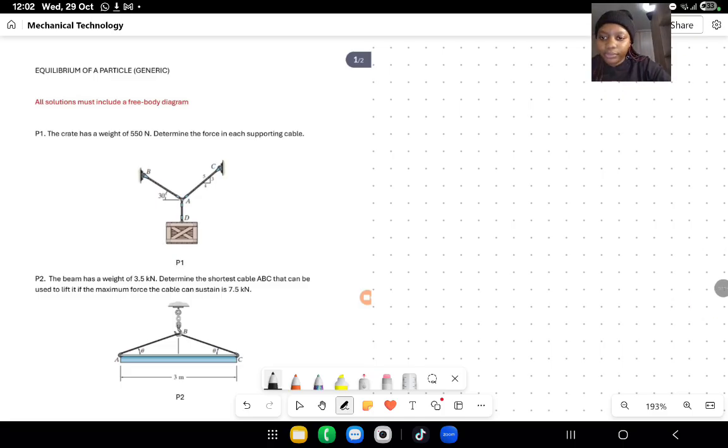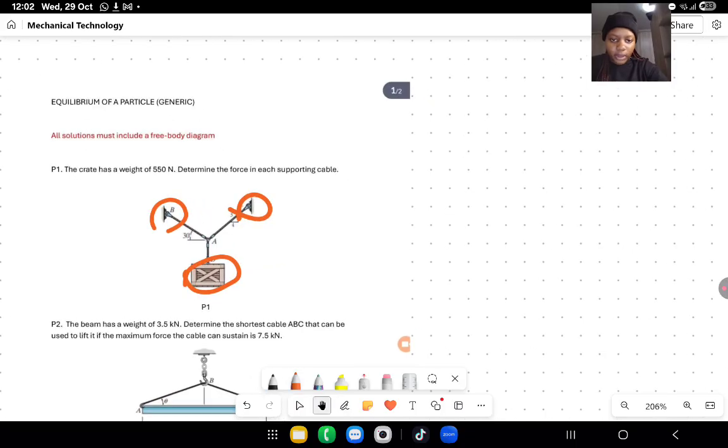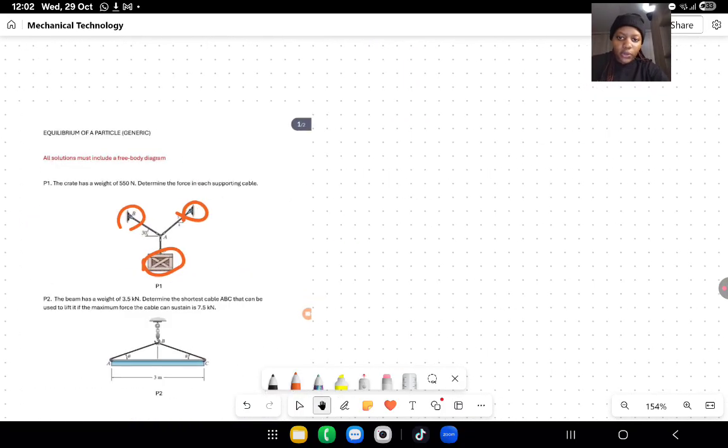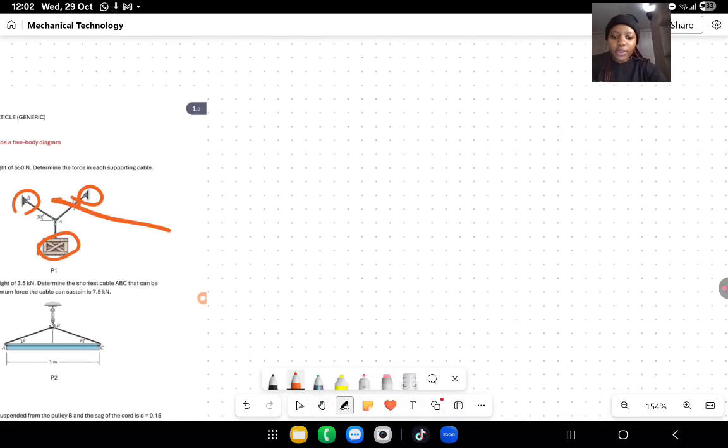So now, since they say determine the force in each supporting cable, you know that the forces they're talking about are this one and this one. Again, they support this one. So firstly, let me draw our free body diagram so that you can understand. We have to draw our free body diagram for number 1.